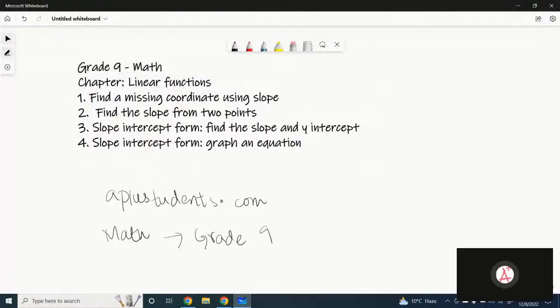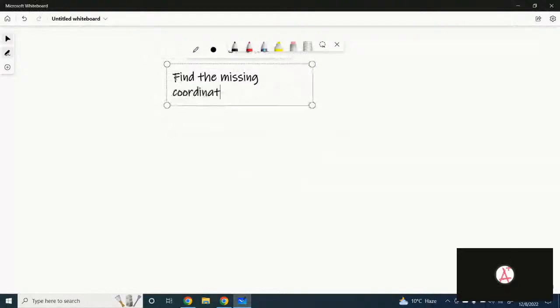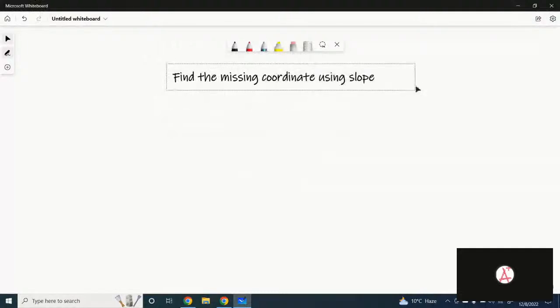So let me write down the lesson name. The lesson name is find the missing coordinate using slope. Please make sure you have your notebook and pencil so that you can note down the important examples and definitions as well. Got it? Let's start with find the missing coordinate using slope.